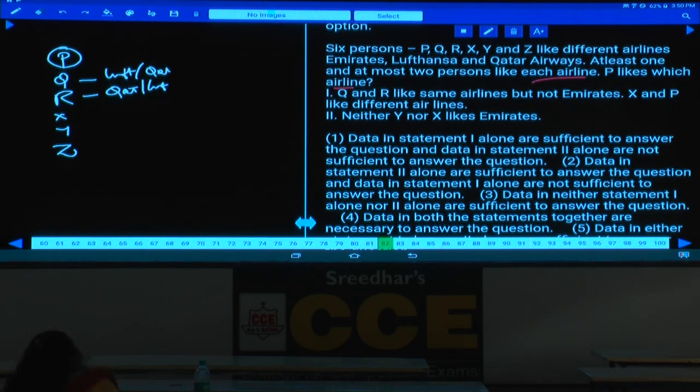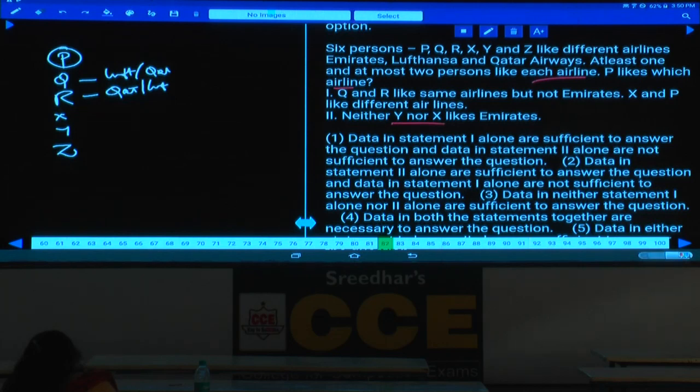And Q and R like the same airline but not Emirates. X and P like different ones. If X likes Emirates, the other one, P, can be anywhere. Hence, with the help of condition number 1, we are not getting the answer. Then, neither X nor Y likes Emirates.